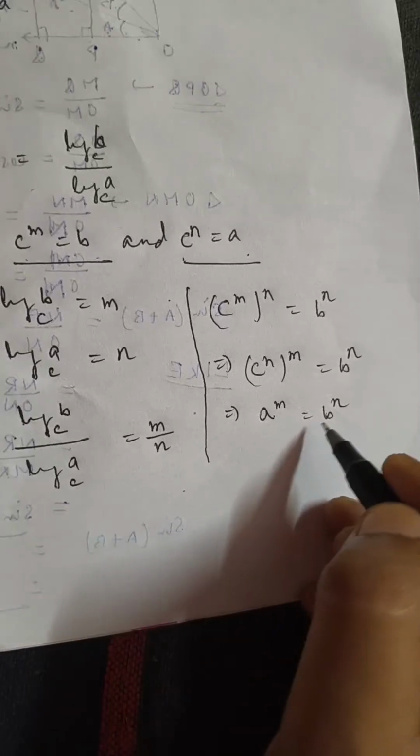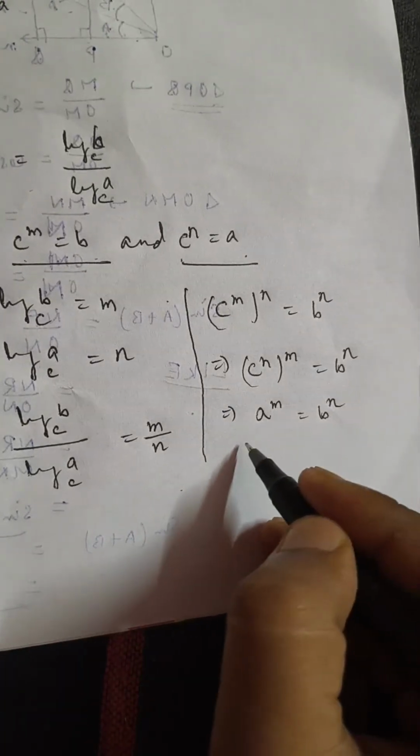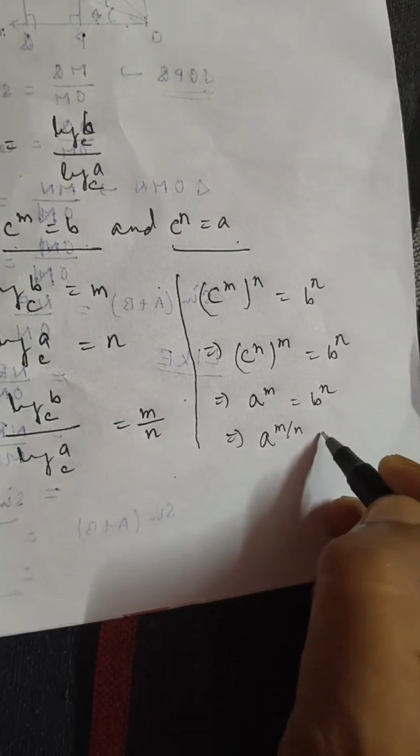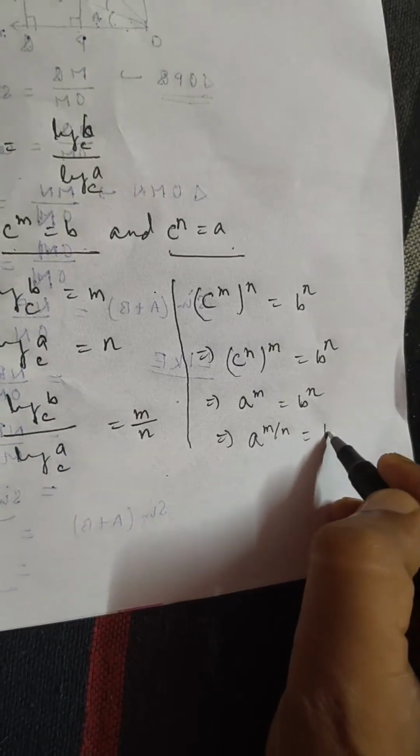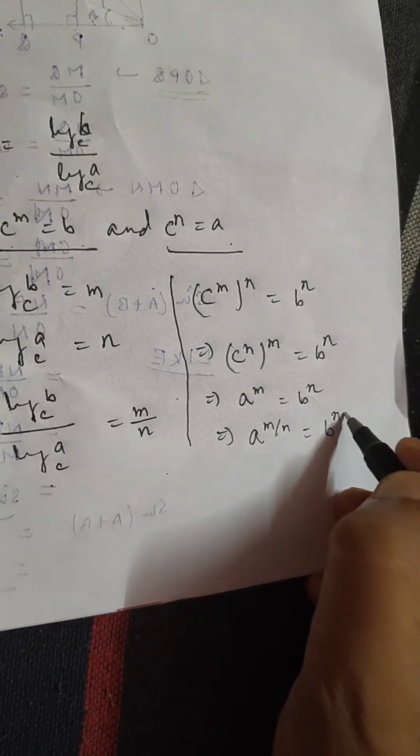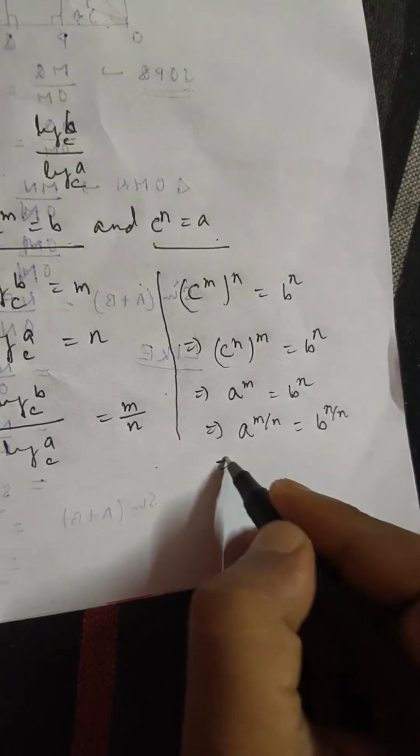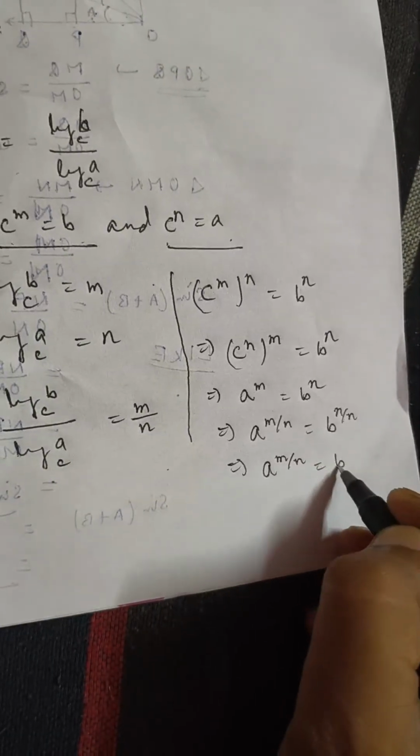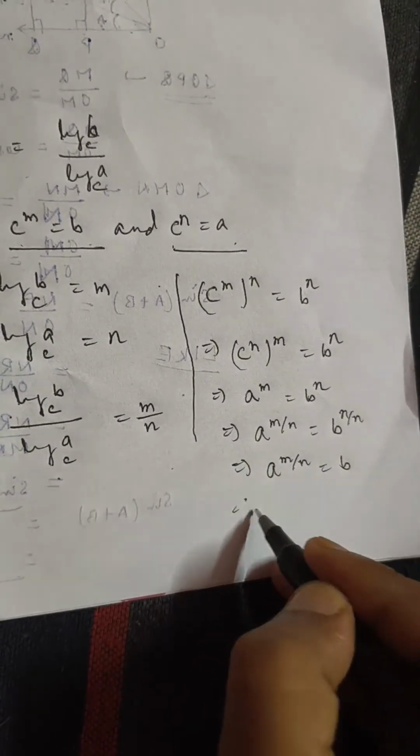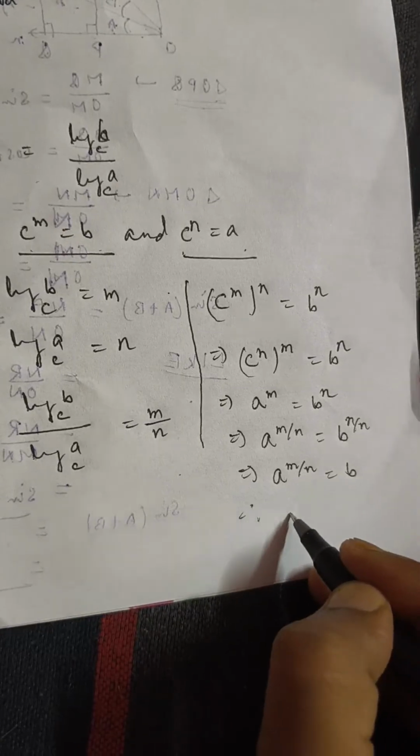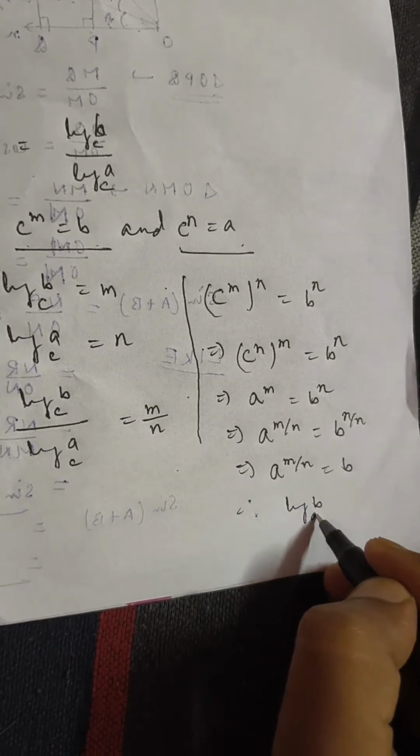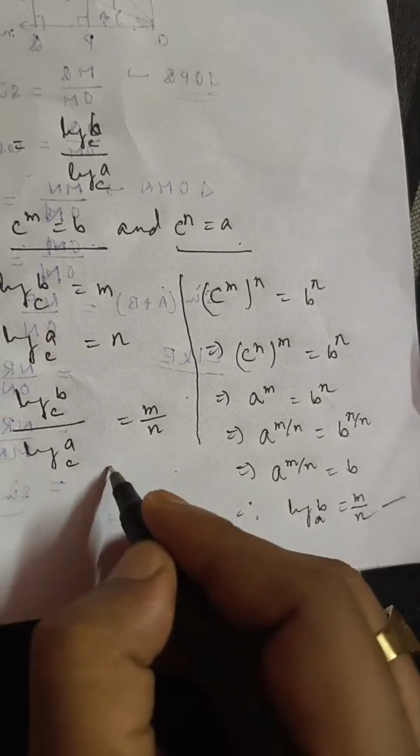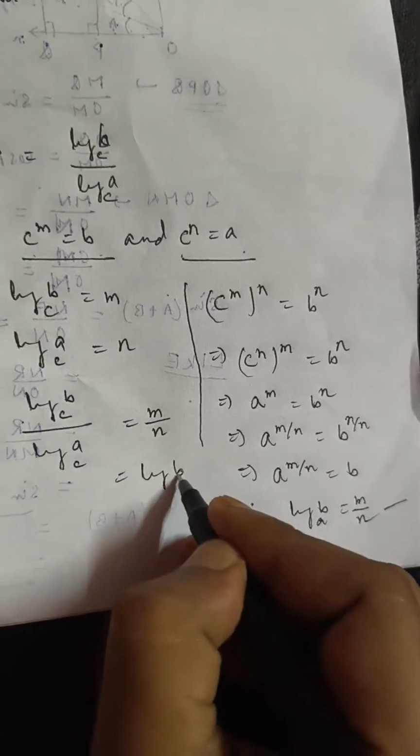Now if we take the nth root on both sides, we will get a to the power m by n is equal to b to the power n by n, which gives a to the power m by n is equal to b. So from this, by the definition of logarithm, we will get log of b base a is equal to m by n. If we replace this, we will get log of b base a.